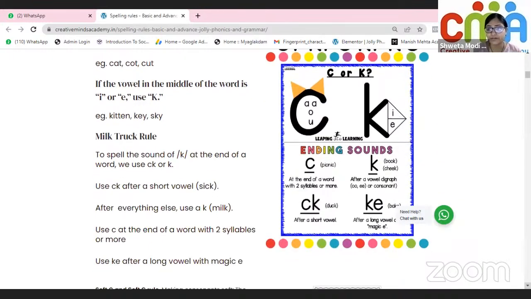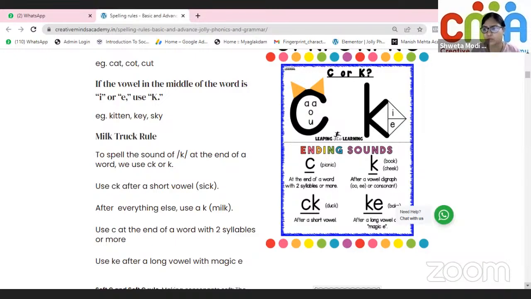Okay. Now, if you hear K at the end of the word or in between also, but after the short vowel, for example, A, I, E, O, U followed by K, then use both C and K. Easy? For example, ack, lack, pack. So A, K. So you have to use both. And if it is not A, if it is not I, if it is not O, and if it is not U, then use only K.